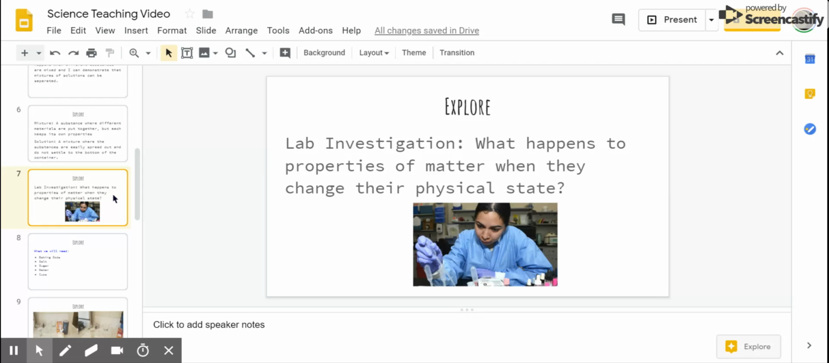To further explore our objective, we are going to do a lab investigation. What happens to properties of matter when they change their physical state? Once again, going back to the beginning, do they change? Do they disappear? Do they turn into something else? Is there a new property that's created? Or do they stay the same?